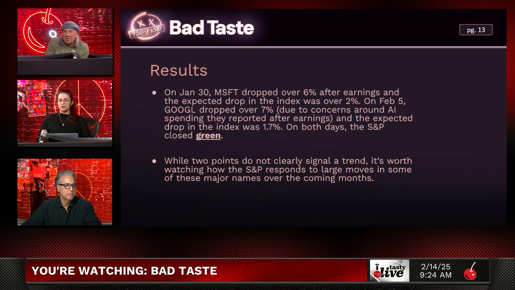There we go. On January 30th, Microsoft dropped 6% after earnings, and there were other concerns bubbling up around that time as well. On February 5th, Google dropped over 7%, also around earnings, and the expected drop in the index was 1.7%. In both of those cases, we expected some pretty big drops in the S&P, but they actually turned out green. Do you remember those days? It happened pretty recently.